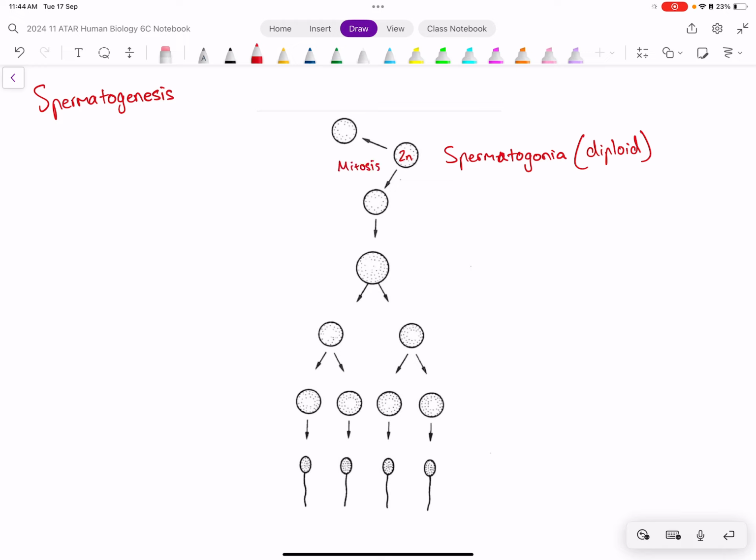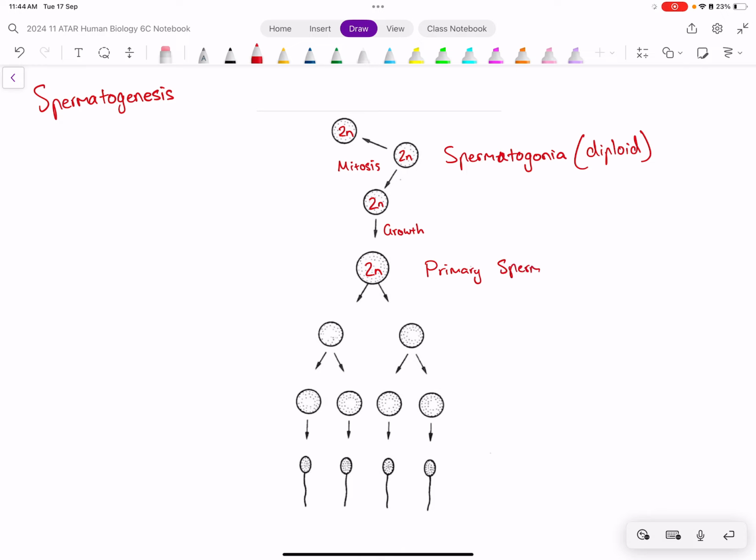And in mitosis, it produces either more spermatogonia, or it can lead to a spermatogonia which will undergo a period of growth. And if this cell undergoes a period of growth, it remains as a diploid cell. However, its name changes as it undergoes a process of development, and it becomes a primary spermatocyte.